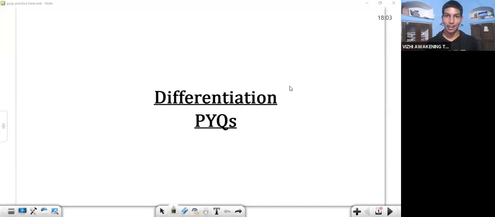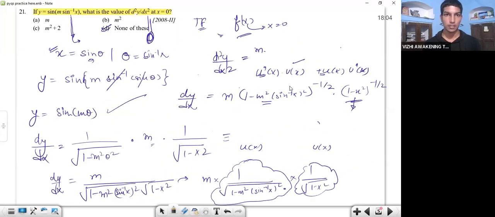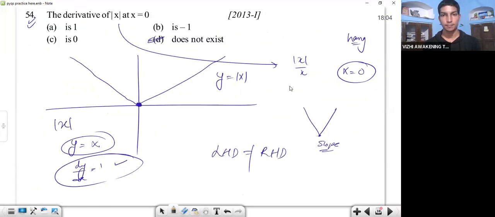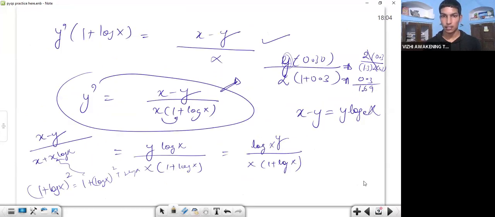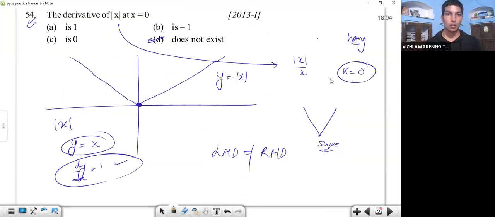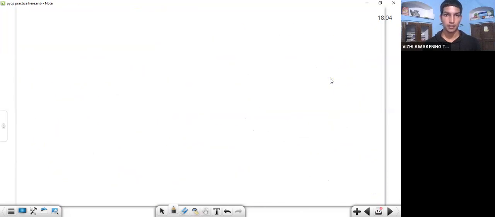In yesterday's class, we discussed differentiation previous year questions, and we also solved this question here. This one was left, so this is the complete solution. Next slide is... okay. So let's solve some more questions from the differentiation chapter.